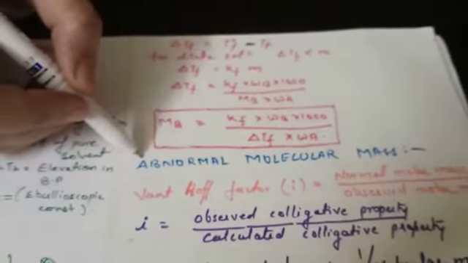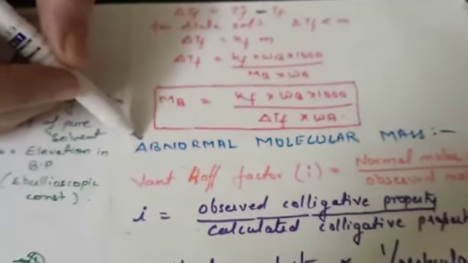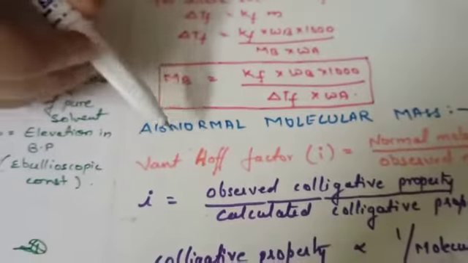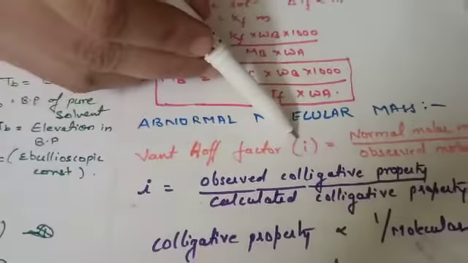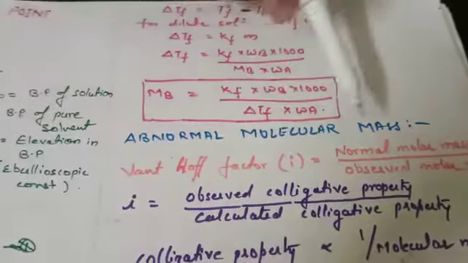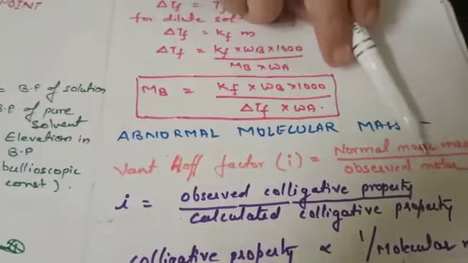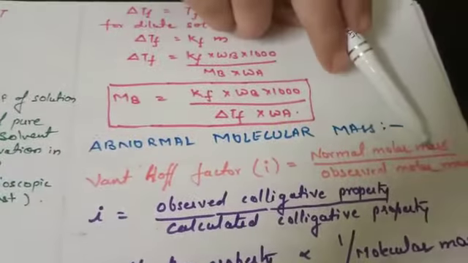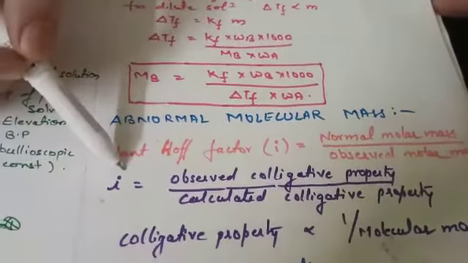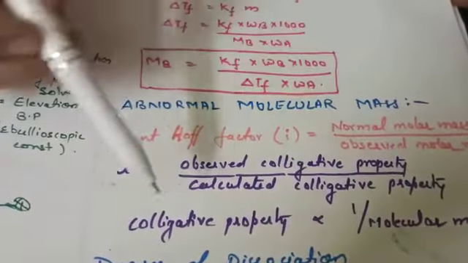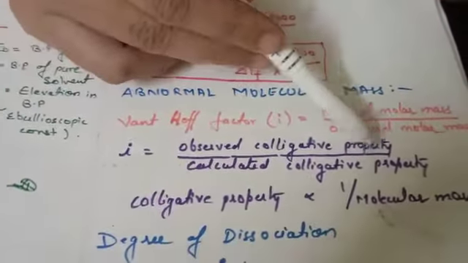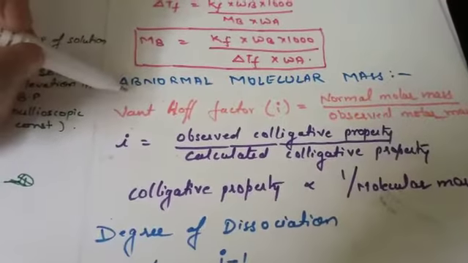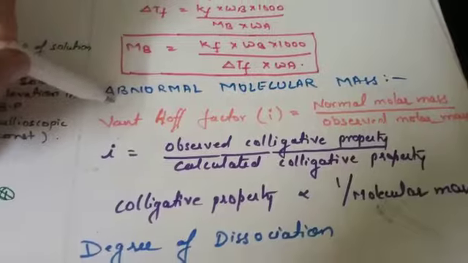Abnormal molecular mass means we can see the difference in the molecular mass between the theoretical value and the colligative property. This is calculated by the Van 't Hoff factor, which is represented by small i. So Van 't Hoff factor is equal to normal molar mass upon observed molar mass, and in terms of colligative property, i is observed colligative property upon calculated colligative property. So as I have told you, the abnormal molecular mass means the molecular mass can be more or less than that of the theoretical value.